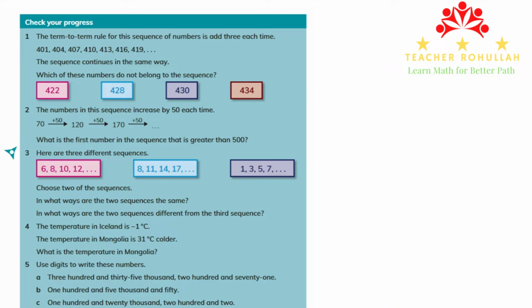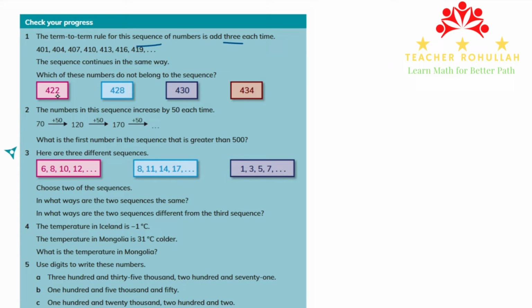And the first question of this part says, the term-to-term rule for this sequence is add 3 each time. So in the sequence, we have 401, 404, 407, 410, and it continues to 419. This sequence continues in the same way. Which of these numbers do not belong to the sequence? We have 422, 428, 430, 434, and so on.